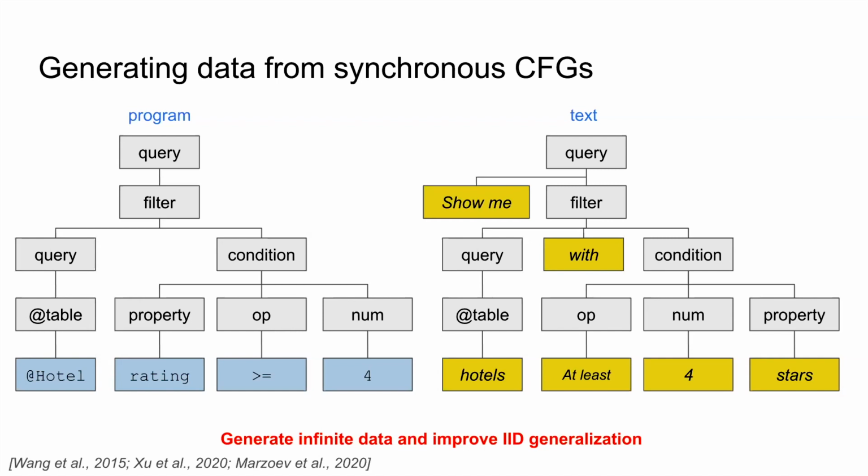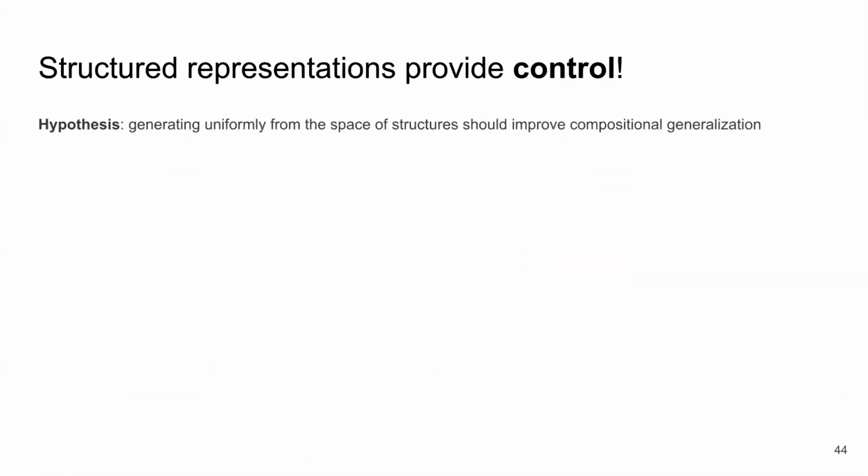Before pre-trained language models, you would not generalize from synthetic data to real data. But now it seems that you do to some extent. So in this work, what we show basically is that because you have a synchronous context-free grammar, you have a lot of control over the data that you generate. And our hypothesis was that if we generate a lot of structures, then compositional generalization should improve.